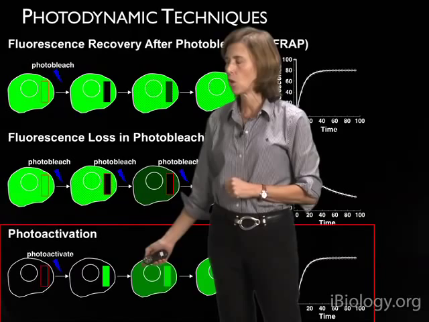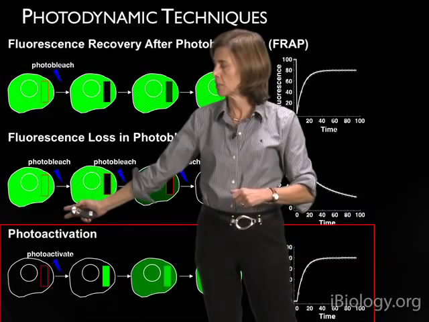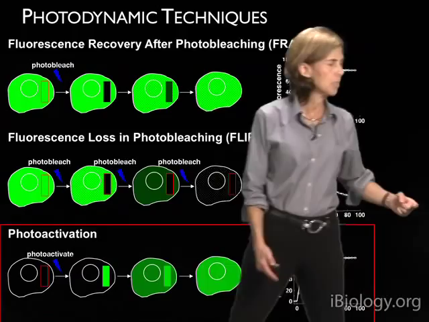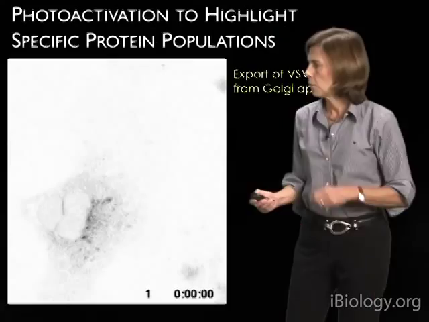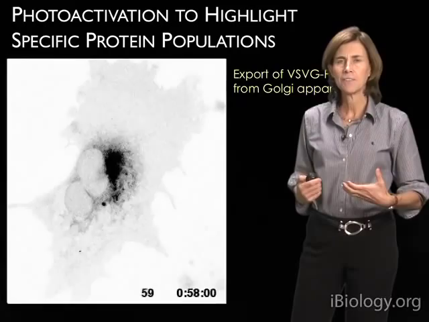So in this experiment, you start off by having a black, invisible pool of fluorescent proteins, and by photoactivation you switch on a discrete pool. And then you watch the fate of those highlighted molecules over time, as illustrated in this graph here. Now, this is possible because of the availability of photoactivatable fluorescent proteins as well as photoactivatable dyes.